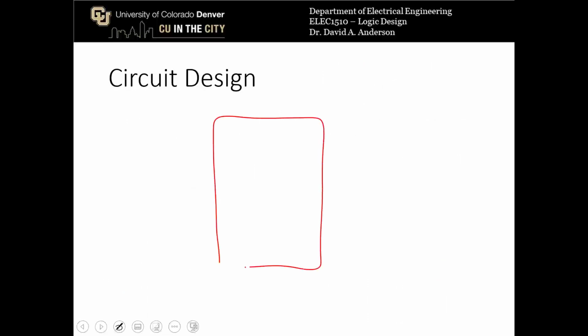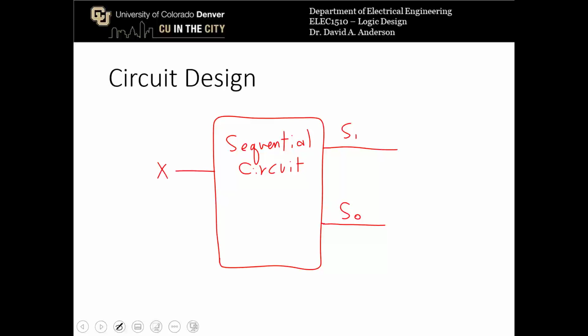So now when drawing the actual circuit design, we've got our sequential circuit here. That's what includes the D flip-flops and also the combinational circuits that form the inputs to the D flip-flops as combinations of the input X and the state variables S1 and S0. The input to this sequential circuit is X. The outputs are S1 and S0. And now the output F is given by the function S1 and S0 and X prime.